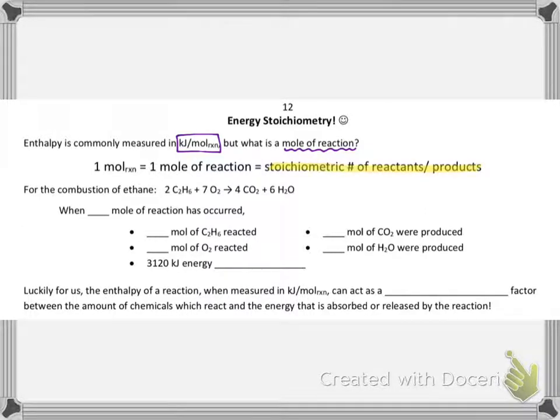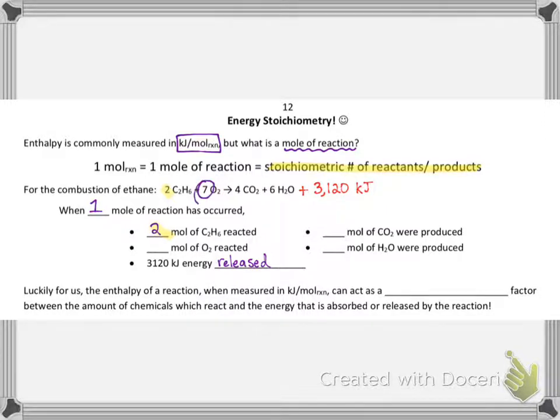So let's go ahead and look at the combustion of ethane, and let's go ahead and add its enthalpy value in. Combustion, of course, basically releases tons and tons of energy. It's very exothermic. So 3,120 kilojoules are released every time 1 mole of this reaction runs. And when that 1 mole of reaction has occurred, because the stoichiometric coefficient is 2, there will be 2 moles of ethane that have reacted.